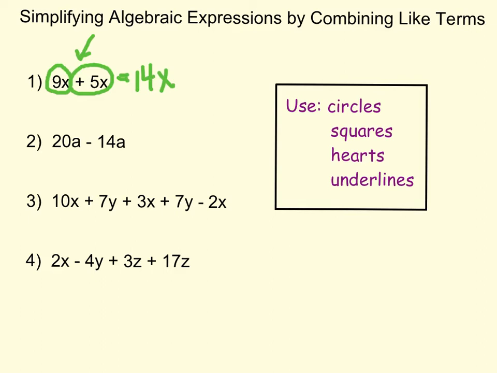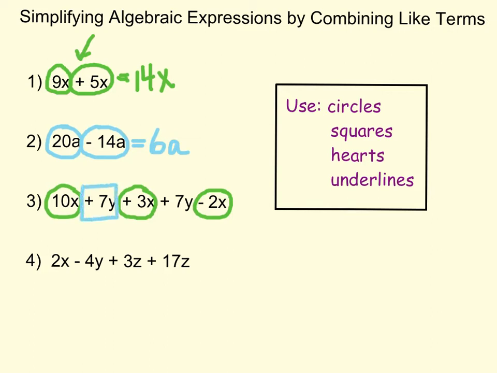Next, we have number 2. We have 20a minus 14a. Since they both have an a attached to them, we can just go ahead and subtract, and we get 6a. Number 3 looks a little more complicated. We have some different terms this time. So we have 10x would be matched up with the plus 3x, and it would also go with the minus 2x. Then we have a couple terms with y's. We have plus 7y and another plus 7y.